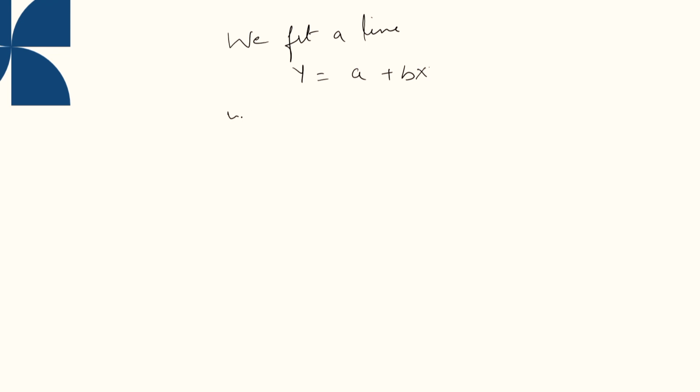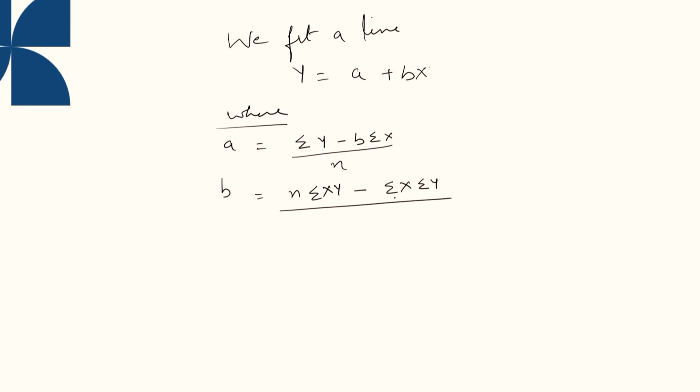where we calculate a first, which is sigma y minus b summation of x, whole upon n, and b is equal to n summation of xy minus summation of x into summation of y divided by n summation of x square minus summation of x whole square. Now again, as we did in the previous question, we are going to create a table for the computation of the values.